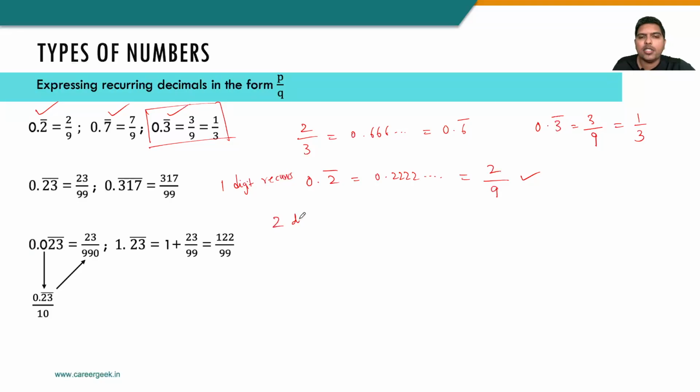Now, what if two digits repeat or recur? The example we have taken, 0.23 bar. Now you will need to write two digits, and instead of 9 you will write two nines, because two digits are repeating. It's simple as that. So let's say 0.55 bar, it's just 55 upon 99 or 5 upon 9, because 0.55 bar is nothing but 0.5 bar, which is 5 upon 9.